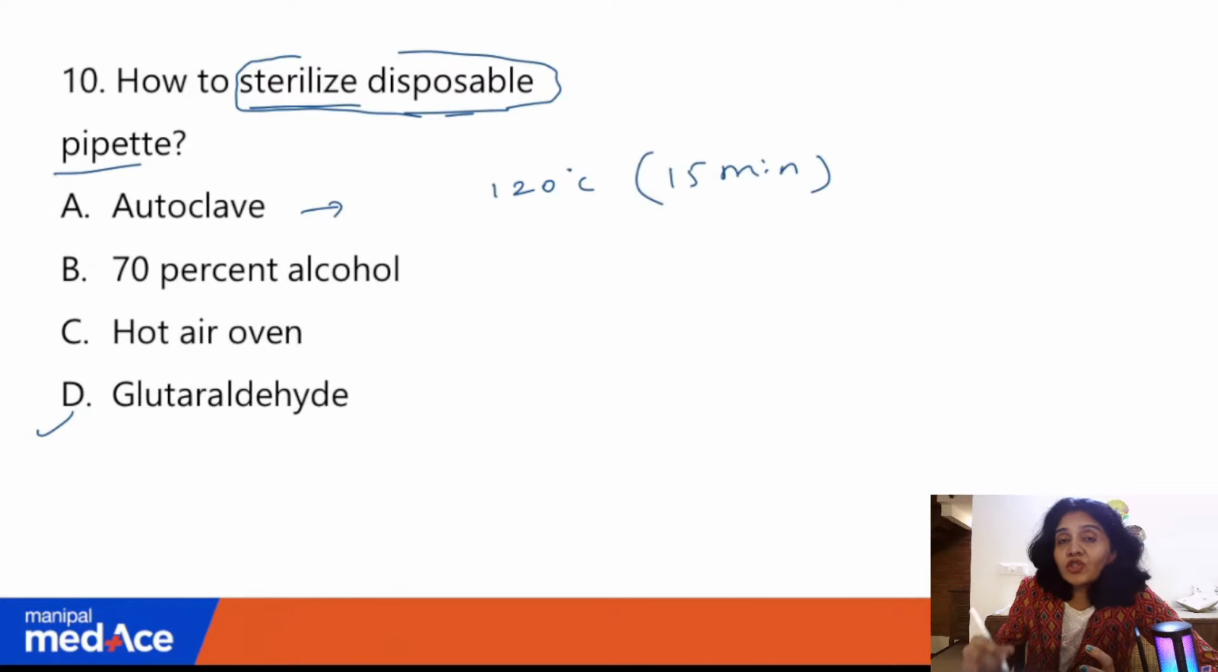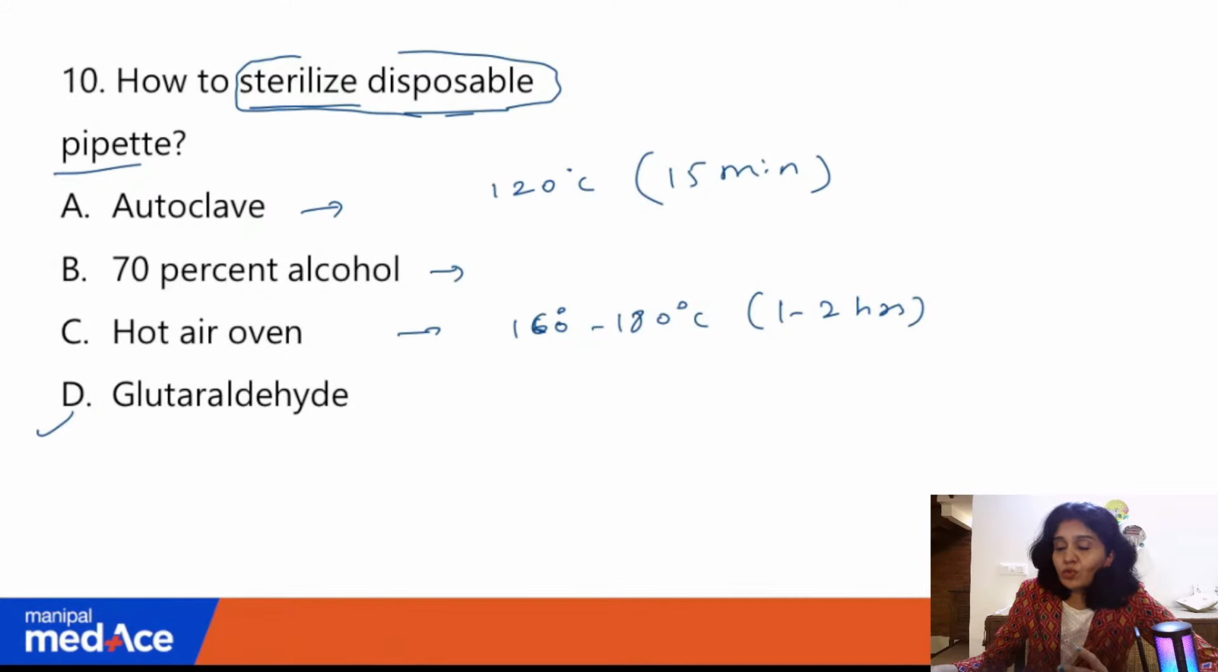So what are the materials which can be sterilized using autoclave? Linen, dressings, culture media, all right, syringes, gloves, etc. If you put plastic pipette, it melts off. So you are not supposed to put plastic or sharps into autoclave. Alcohol is a disinfectant. It kills the microorganisms, right? It does not sterilize. And then the hot air oven, again, the temperature is too high, 160 degrees centigrade to 180 degrees centigrade, right? Over 1 to 2 hours, high temperature is maintained, it sterilizes. Again, if you use a disposable pipette, it melts off. So the safest option would be glutaraldehyde, all right?